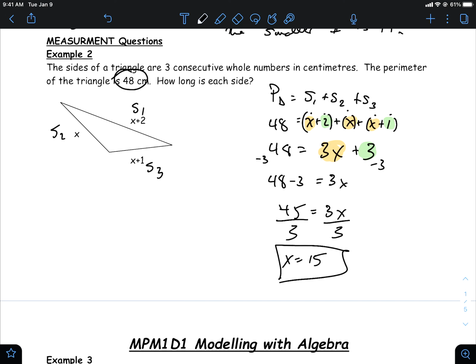Okay, good. All right, now to solve for each of the sides, right? Side 1 is going to equal 15 plus 2, which is 17. Side 2 is going to equal 15 because it's just x. And side 3 will be 15 plus 1, 16. Okay, so there you go.